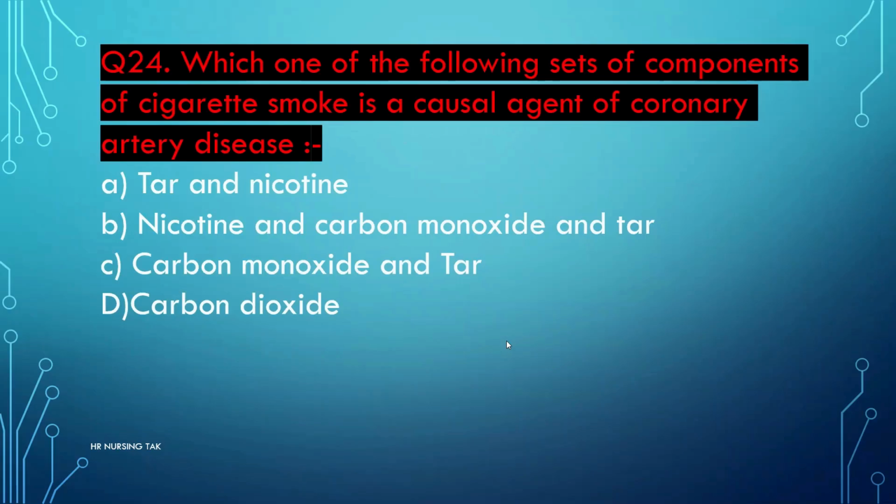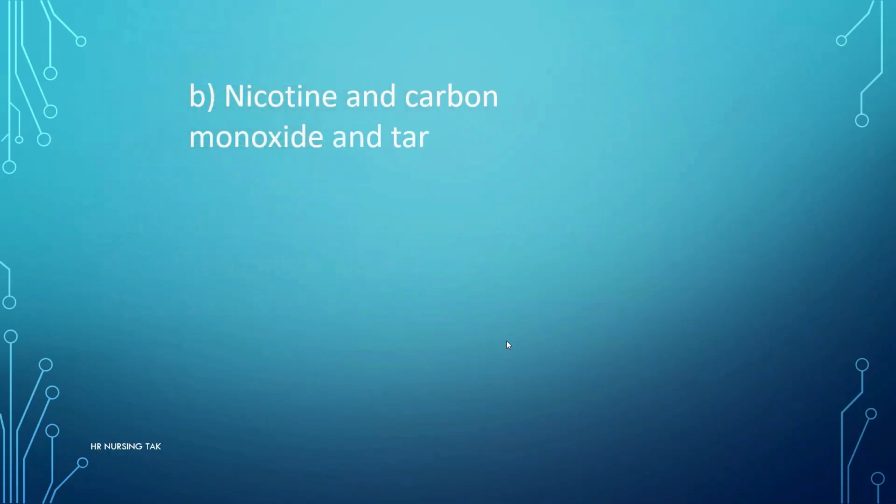Question 24. Which one of the following sets of components of cigarette smoke is a causal agent of coronary artery disease? A. Tar and nicotine, B. Nicotine and carbon monoxide and tar, C. Carbon monoxide and tar, D. Carbon dioxide. Correct answer is B. Nicotine and carbon monoxide and tar.